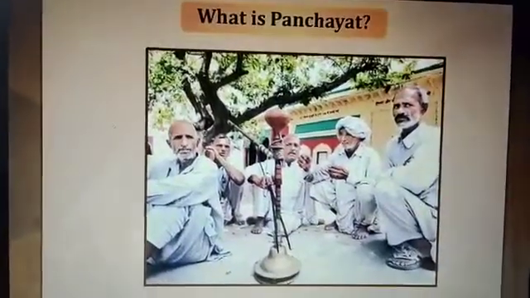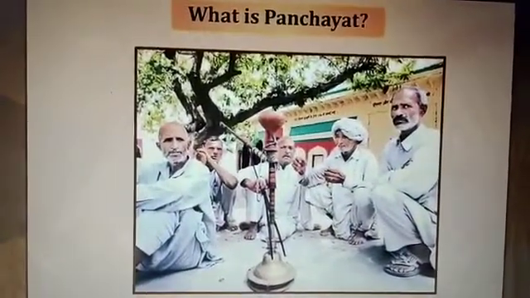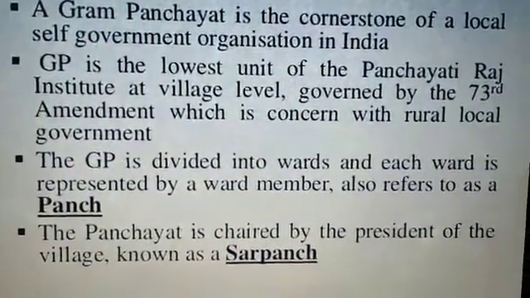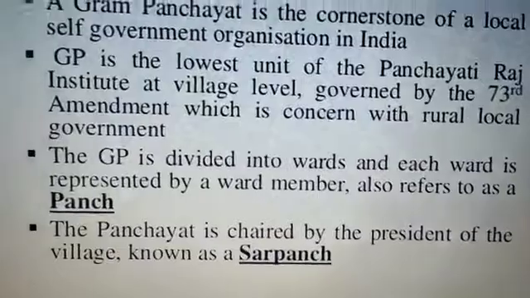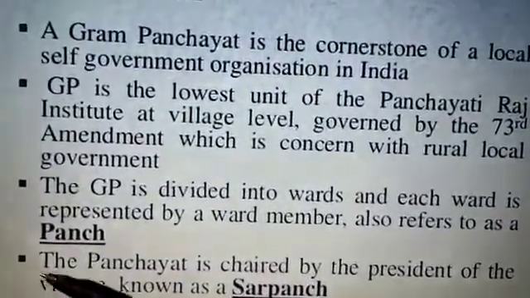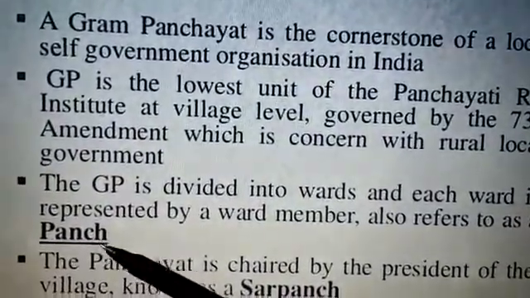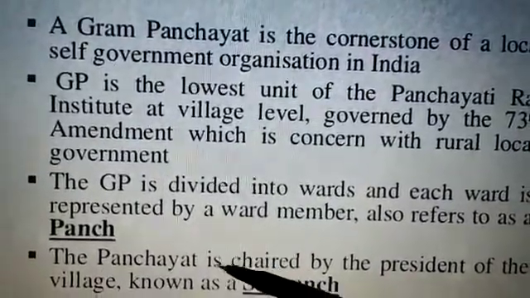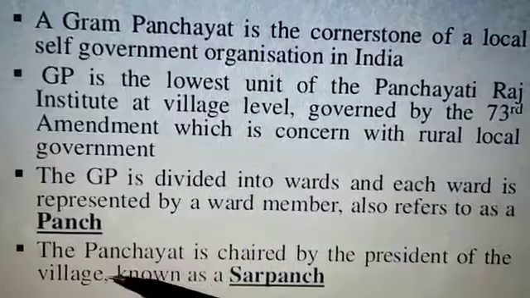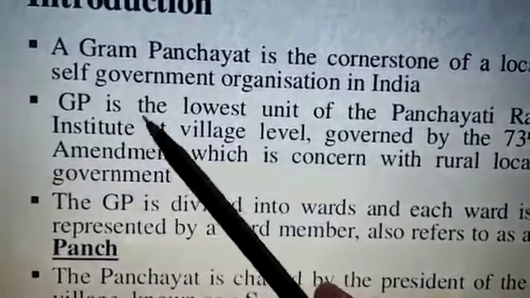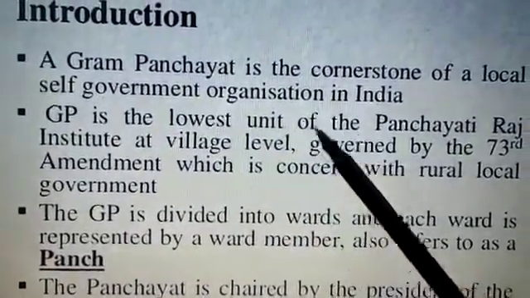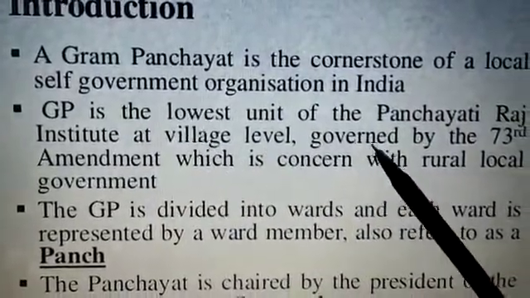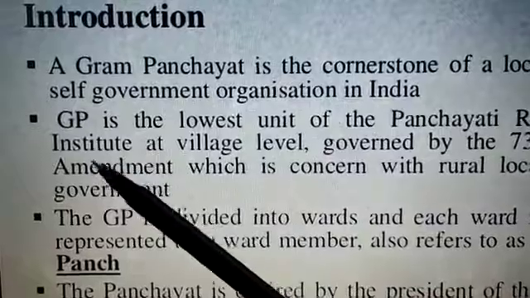Now what is a panchayat, or you can say what is a gram panchayat? It is an association, or a small body, with 5 members who have one head as the panch, also referred to as sarpanch. The panchayat is chaired by the president of the village known as the sarpanch. The Gram Panchayat is the lowest unit of the Panchayati Raj Institution at village level, governed by the 73rd Amendment.